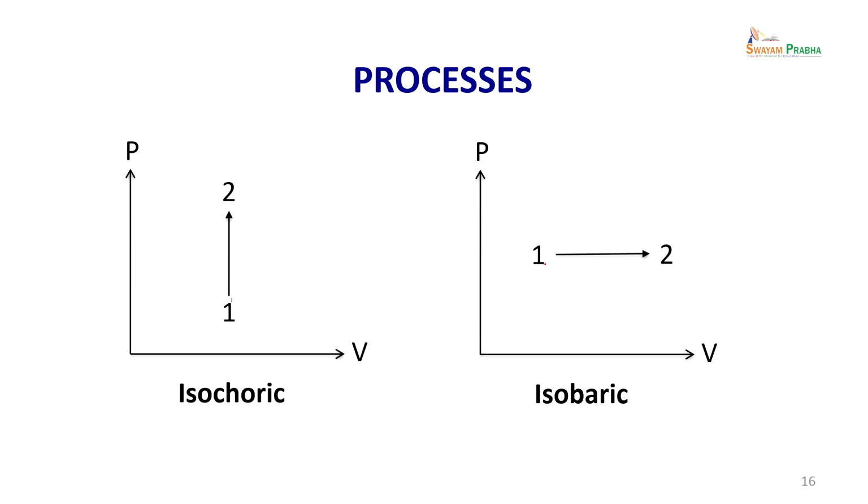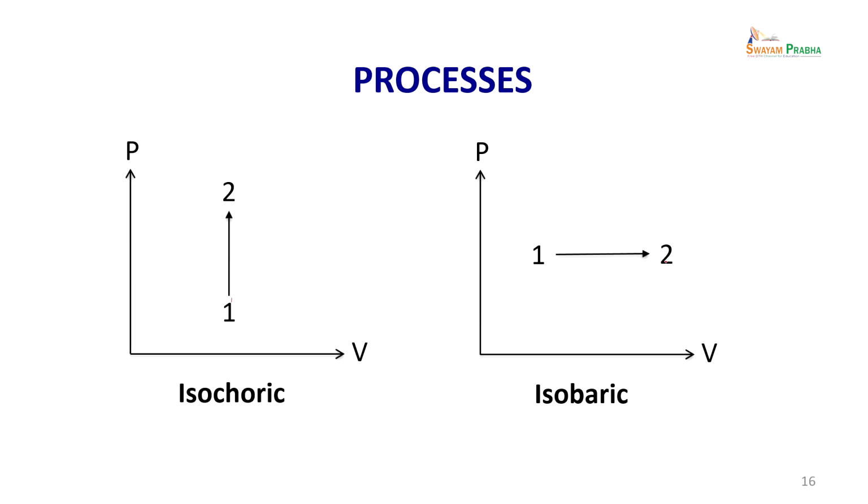So, here I have mentioned the arrow mark in the positive x axis. That means V2 is greater than V1, but pressure at 1 is equal to pressure at 2. So, this is also plotted on a PV diagram, constant pressure process.